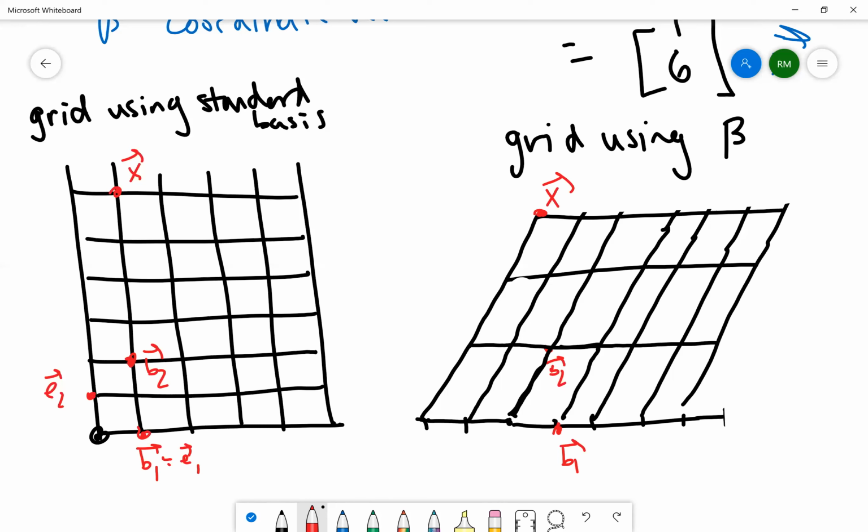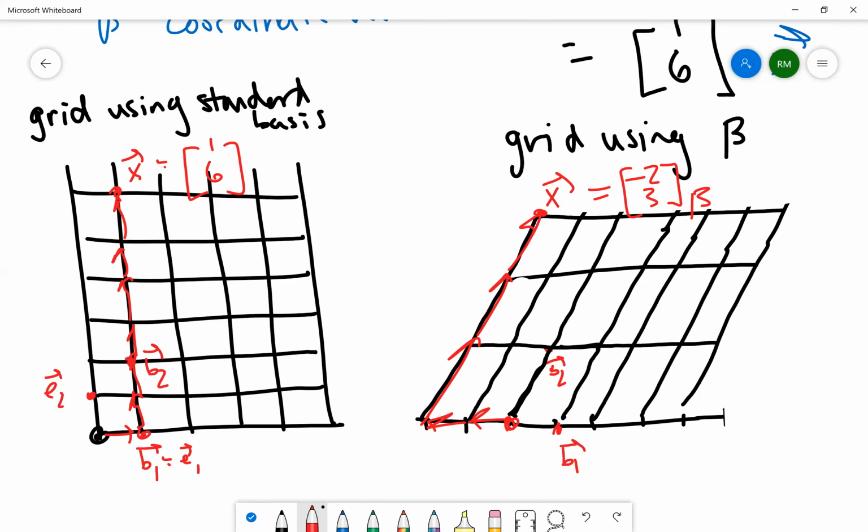And so what do we see? In the old coordinate grid, x was equal to the vector 1, 6, because we went over 1 in the x-axis and we went up 6 along the y-axis. But in our grid using beta on the right, we start at the origin, we go to the left by 2 b1s, and then we go to the upper right by 3 b2s. And we see that this has coordinates -2, 3 in our basis beta.